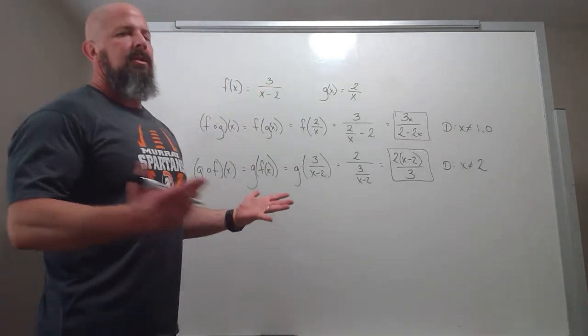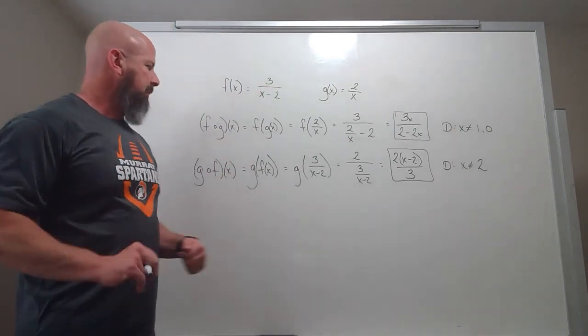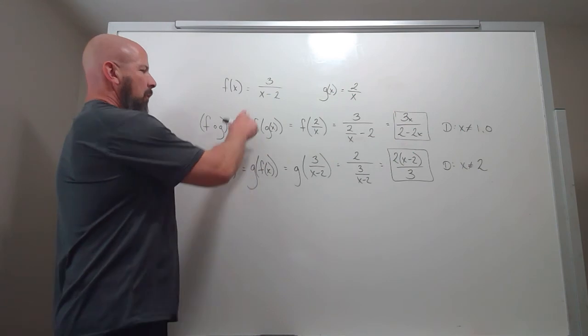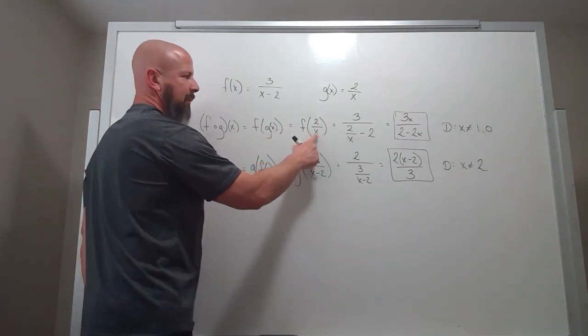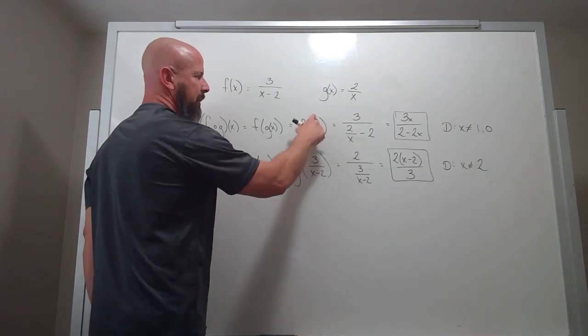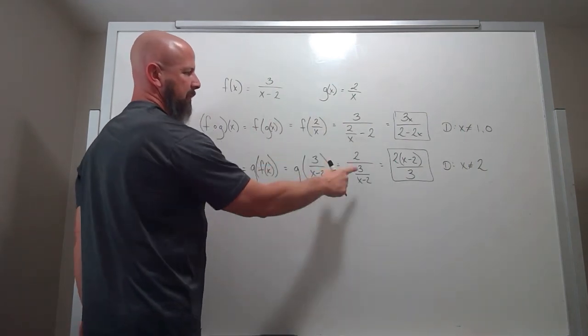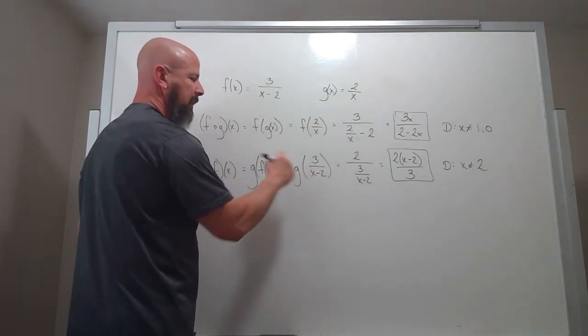So a composition just means I'm going to take one function, put it inside the other. We've worked with function values. Now we're just actually taking, instead of a number, we're putting an expression in for x. So this is that raw form we simplified.